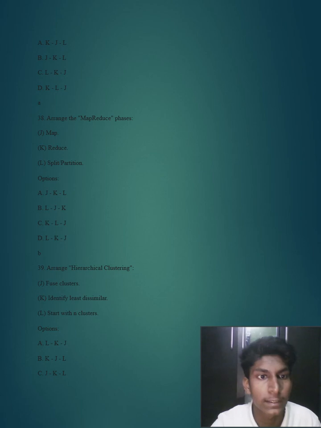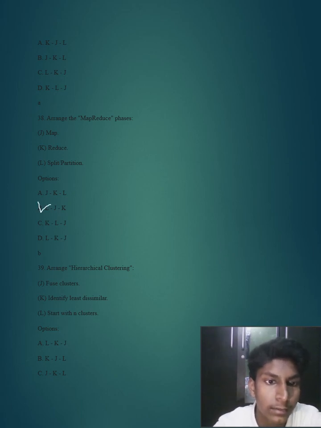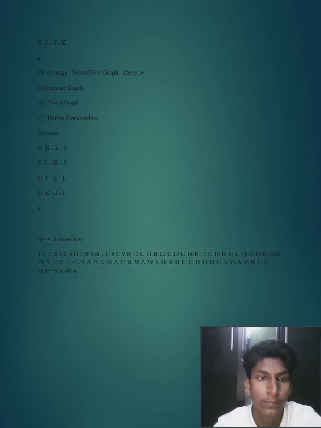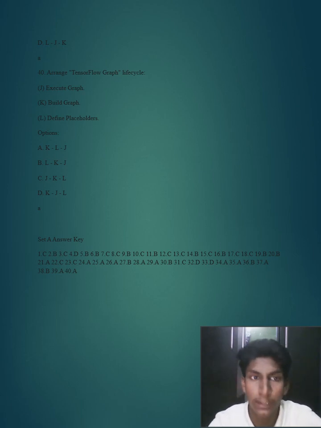Arrange the MapReduce phases: map, reduce, split, partition. So the correct option is split, partition, map, and reduce, which is option B. Okay. Question number 39. Arrange the hierarchical clustering: fuse clusters, identify least dissimilar, start with the n clusters. Options are L, K, J; K, J, L; J, K, L; and L, J, K. So the correct option is option A.